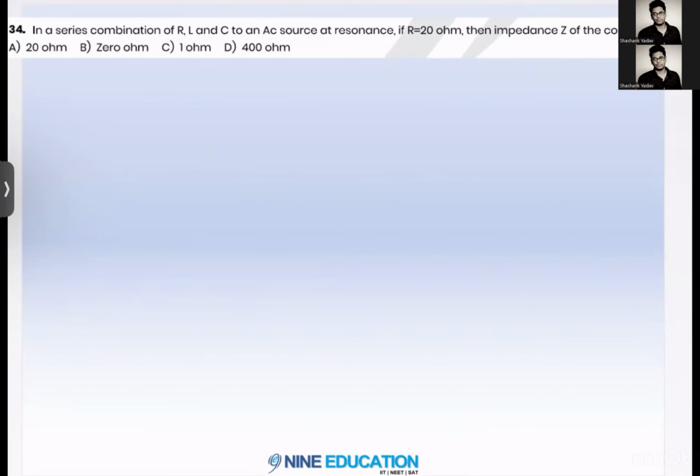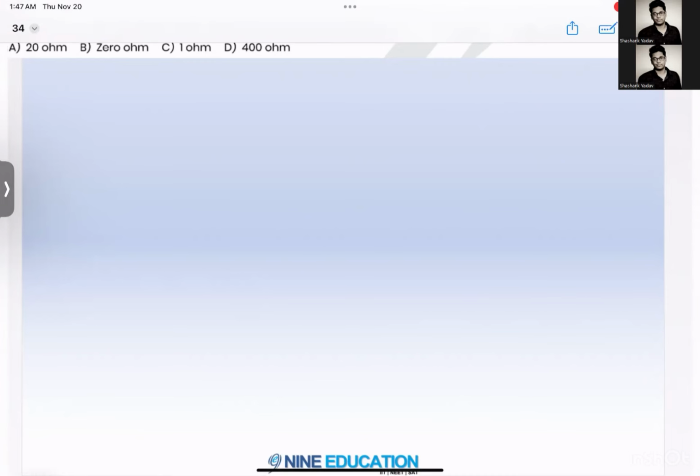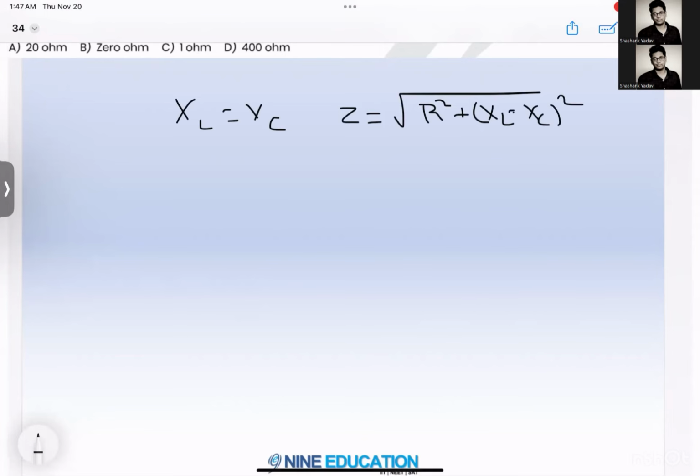In this next question, it is given that a series combination of R, L, and C are connected to an AC source at resonance. Then what is the impedance? We know that at resonance, XL is equal to XC, and the general impedance formula is under root R square plus XL minus XC whole square. If XL is XC, then this is going to be 0. Therefore, impedance value is simply R, which is given as 20 ohm. Therefore, the answer is 20.